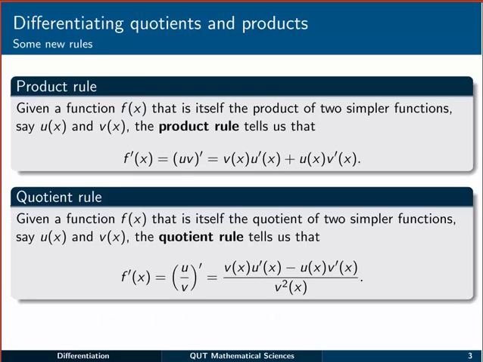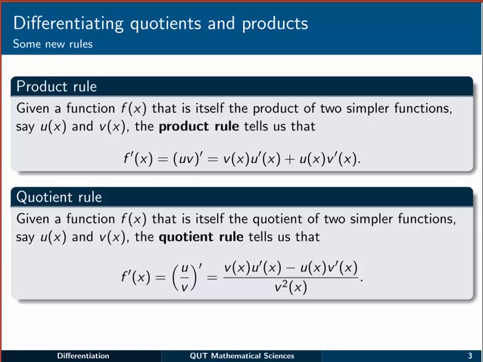Such functions can be differentiated using the product rule or the quotient rule, depending on whether you've got a product or a quotient. And those two rules are given right here. Now both of these can actually be derived using the definition of the derivative. We're not going to do that here, but it's good to know that it can be done.